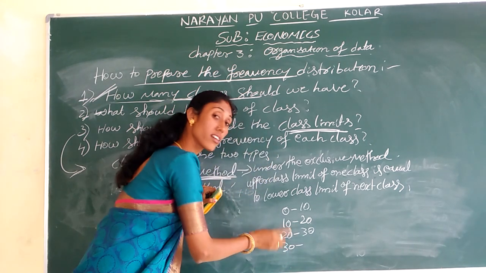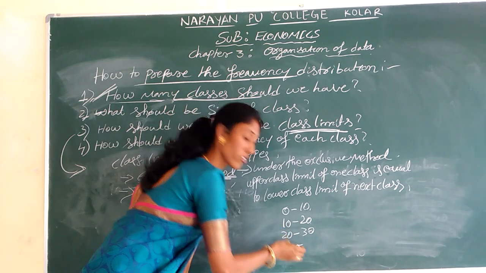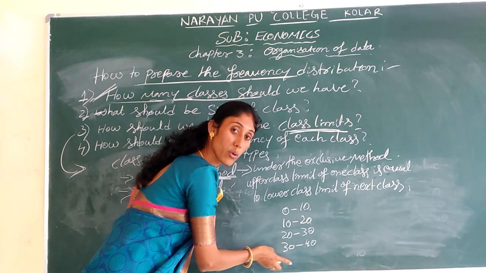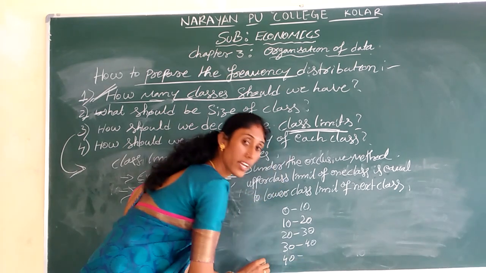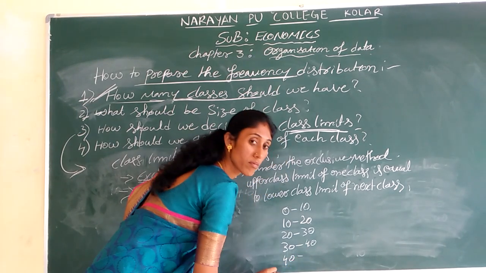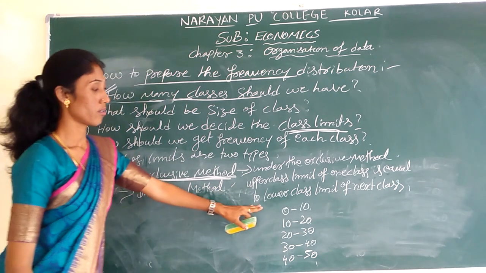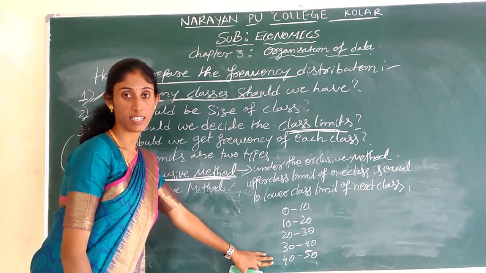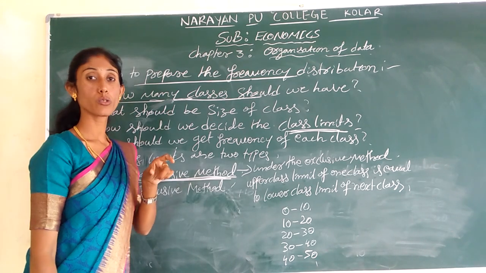And adding the class interval, the size we have decided is 10, 30 plus 10 we will get the upper class limit, that is 40. Again this upper limit will move to the next class lower limit, that is 40, and 40 plus class interval we will get 50. This is the exclusive method under the class limit. And one more method to decide the class limit is the inclusive method.